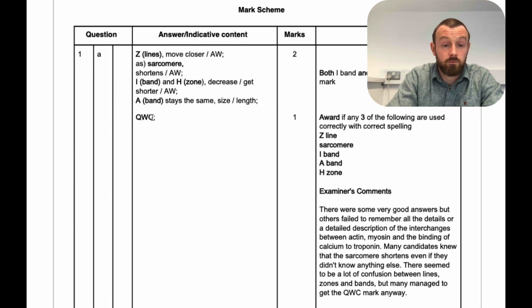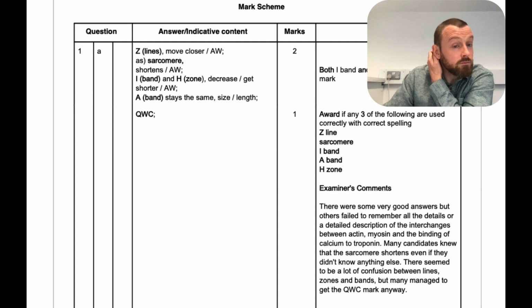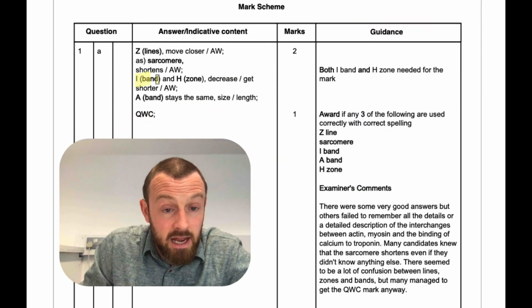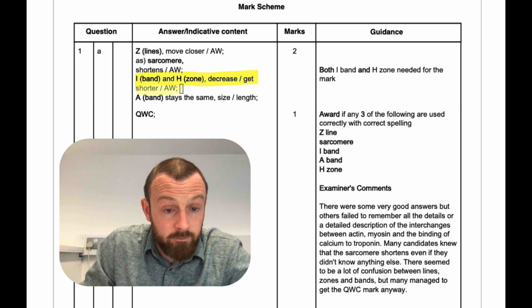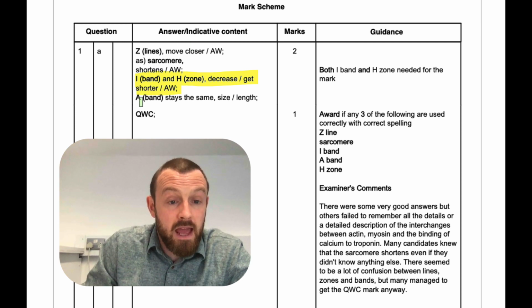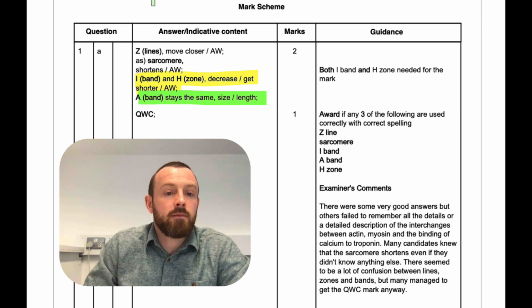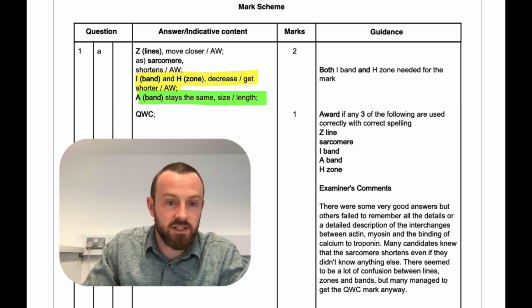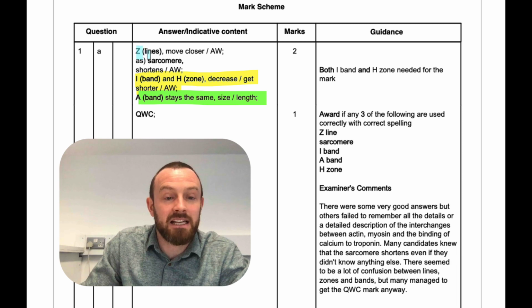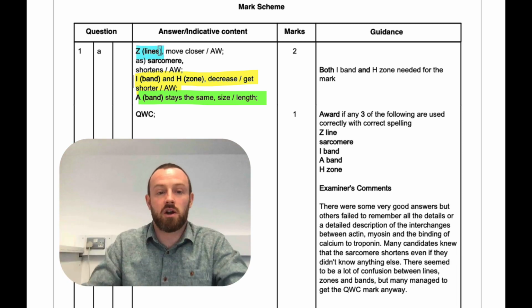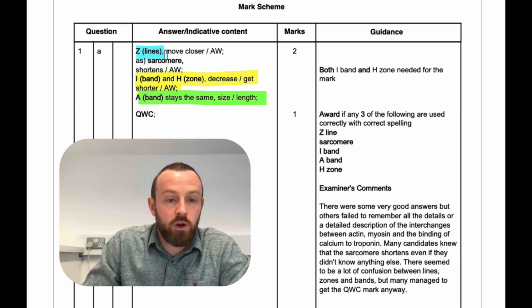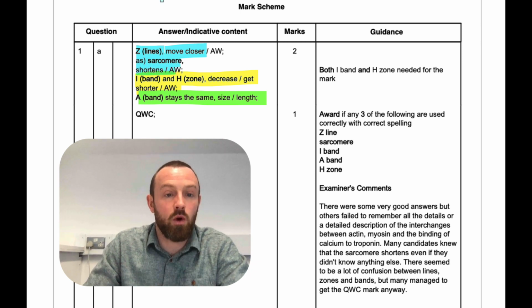The mark scheme right here: the I band and H zone decrease or get shorter is one mark, and then the A band stays the same size or length is another mark. Other things that we could say, which I forgot to say in the little run through there, is that the Z lines, which are the two ends of the sarcomere, move closer together as the sarcomere shortens. But you needed that word.